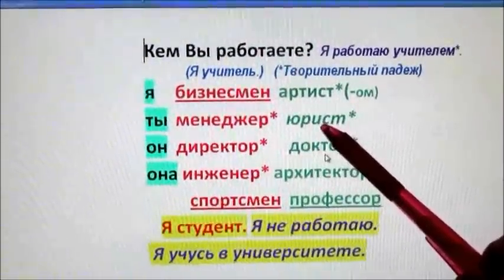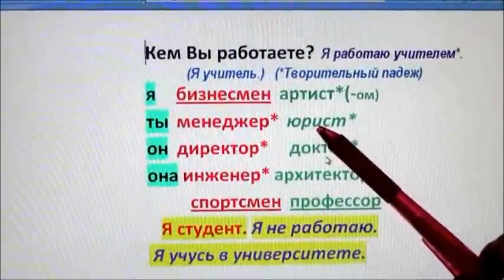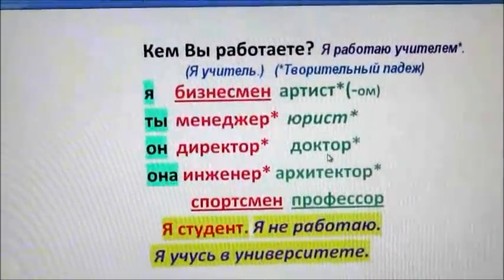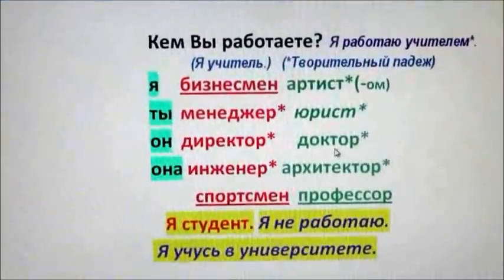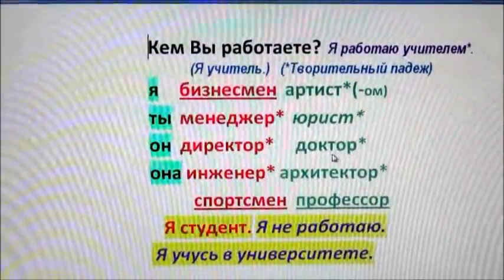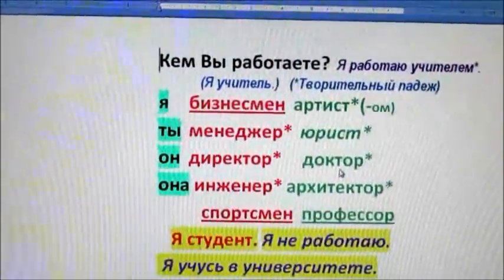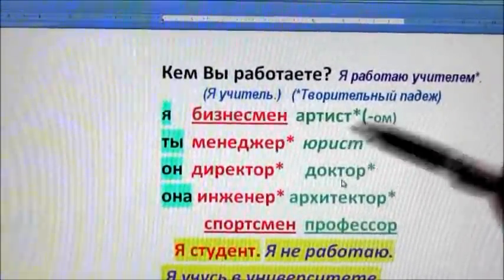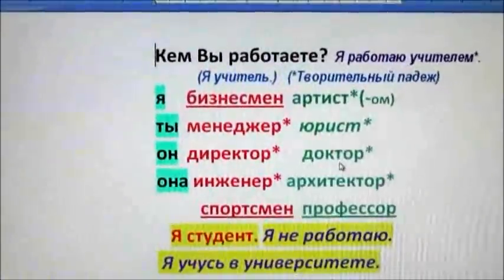Jurist, jurisprudence. You know, jurist is a lawyer of any kind. Jurist is general word for a lawyer's profession. Jurist. And if you want instrumental, you say я работаю юристом. Юристом в какой-то компании, for example. I work as a lawyer in some company.